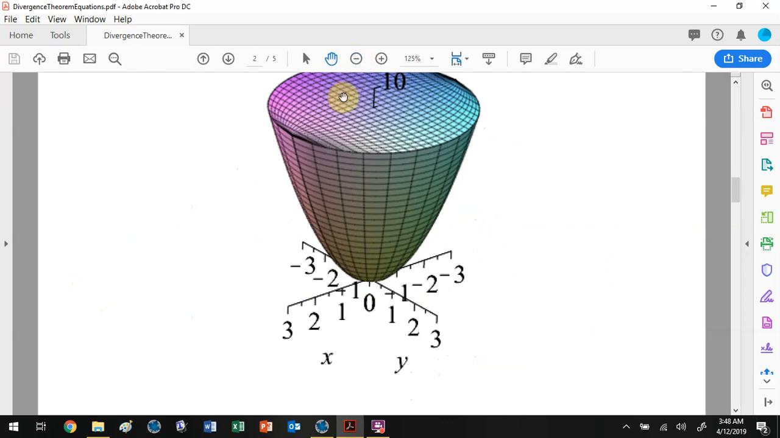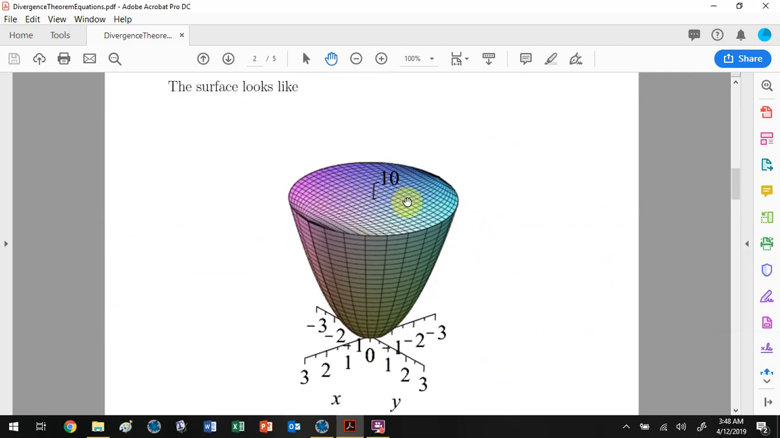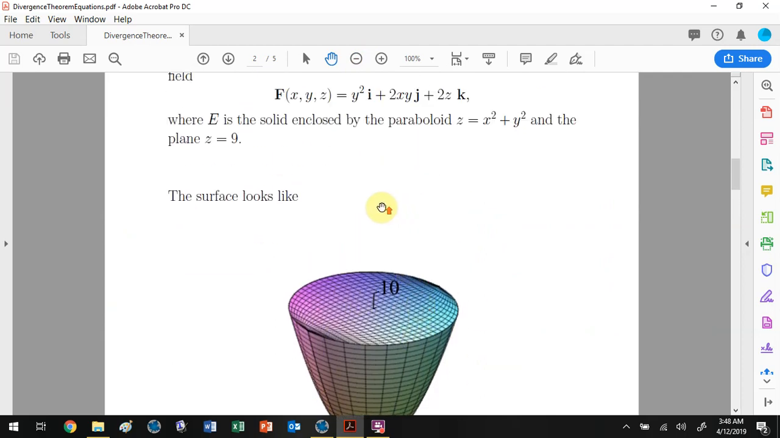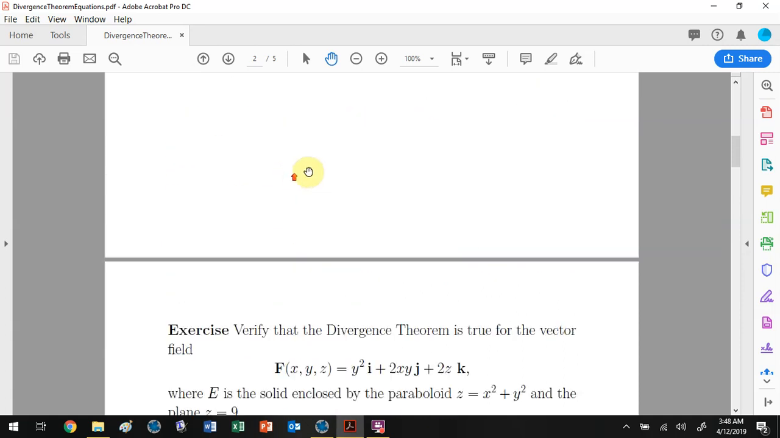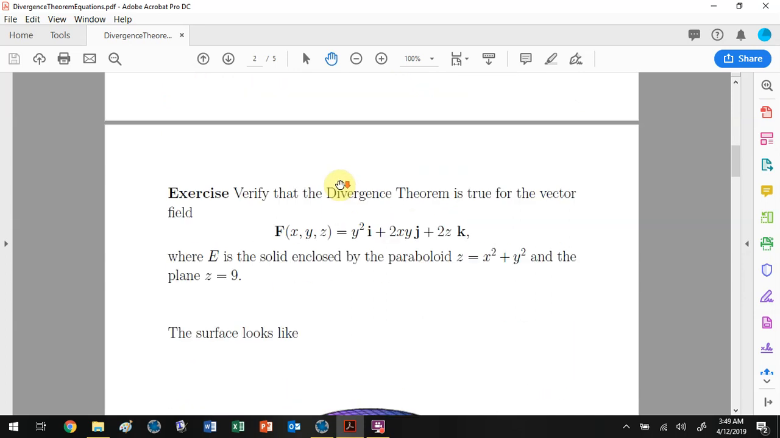Let me zoom out just a tad. Okay, that's this surface right here. So you can see here's the z equals 9 plane, that's the top part, and then here's the paraboloid. So this is the surface z equals x squared plus y squared. And so what we want to do with this surface is take this vector field and verify this equation right here. So we're going to compute the surface integral of the boundary and show that that's the same as the triple integral of the divergence on the inside.